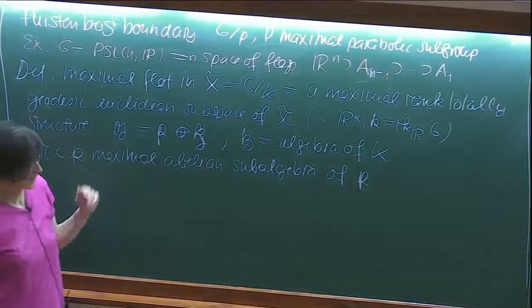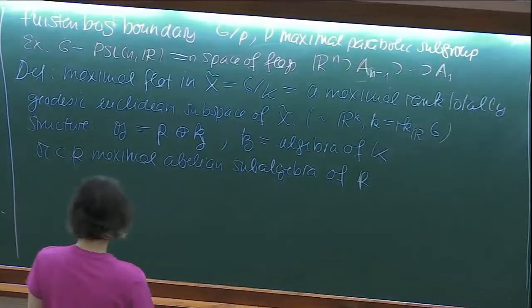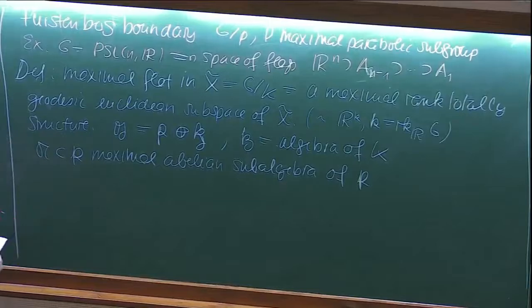And so the subalgebra defines a maximal flat as follows. So p can be identified with the tangent space of the symmetric space at one point. And now we take the subspace a, which can be identified with a linear subspace of the tangent space. And we just take the exponential map, we exponentiate this a, and then we obtain a maximal flat.